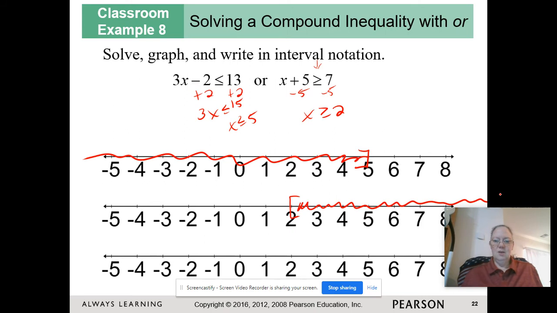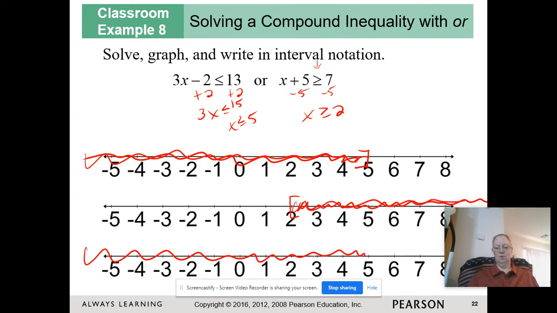Okay, so I need all of this interval. I need all of this interval. And we don't have any endpoints. Notice this keeps on going to the right. This one keeps on going to the left. We ended up shading the entire line. So our interval notation would be negative infinity to positive infinity.